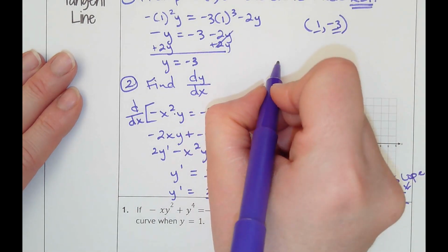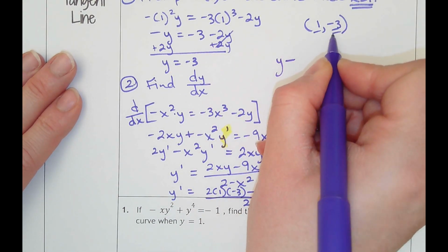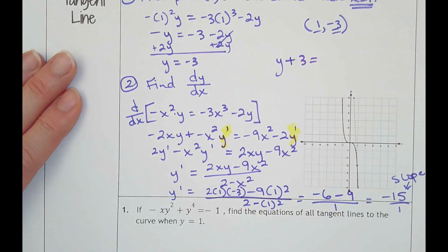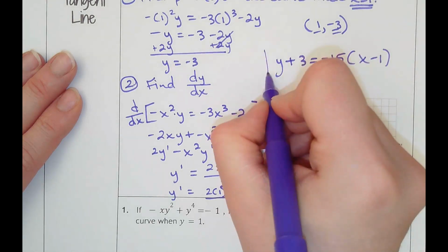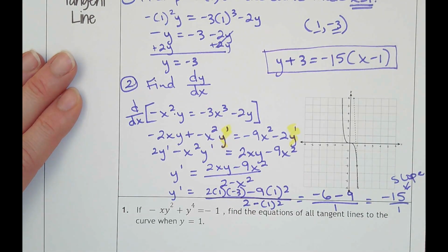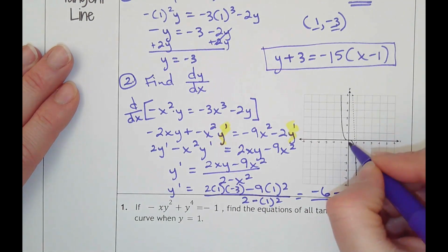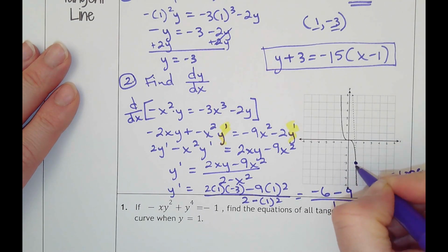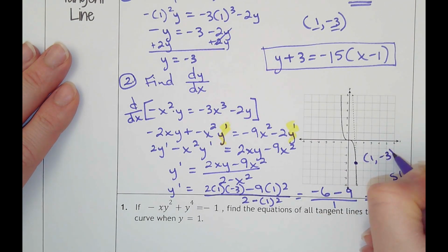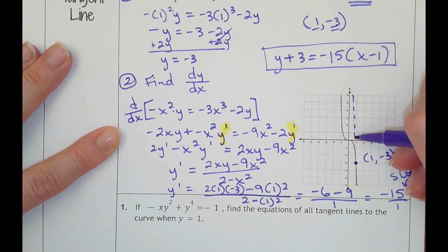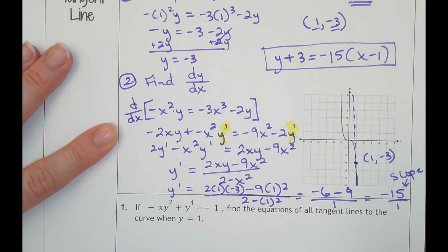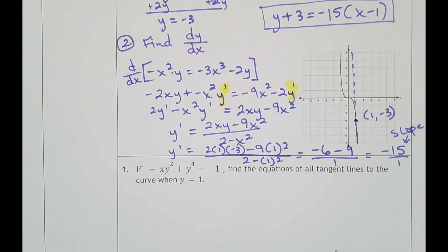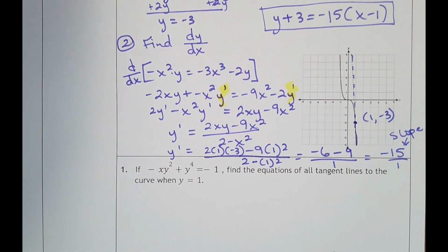So to write the equation of the tangent line, it goes y minus my y1, so it'll be plus 3 equals my slope of negative 15 times x minus x1, or 1. And then here's the graph. So at the point, or when x was 1, we found out that y is negative 3. And then the tangent line, look how steep this slope is. It looks like it's going down 15, right 1. Down 15, right 1. So that looks good. All right, next one should say number 2.